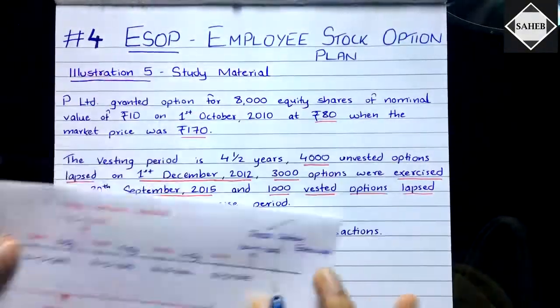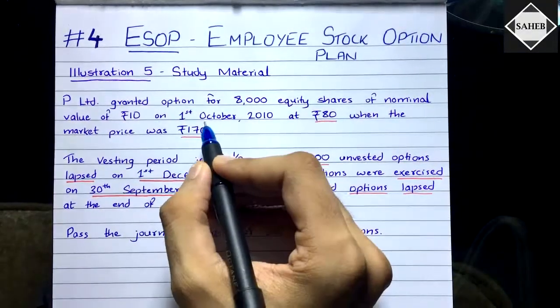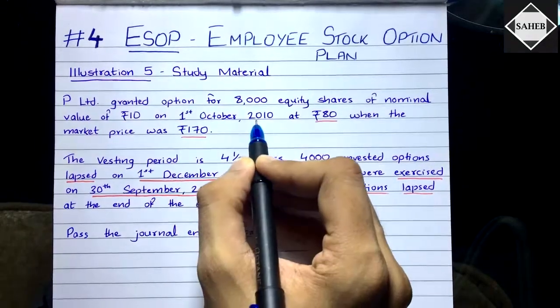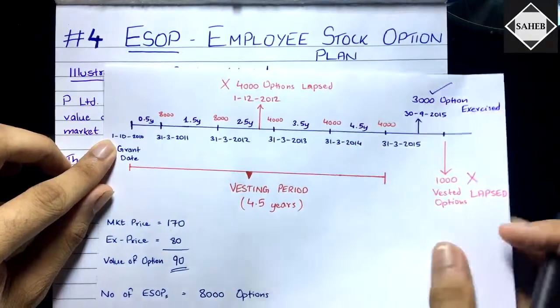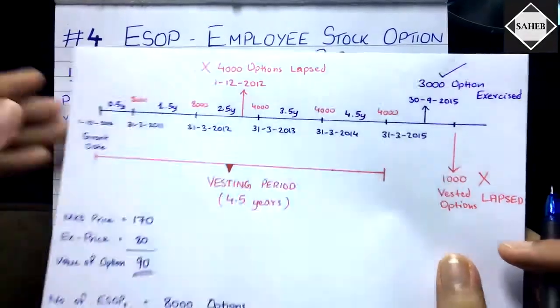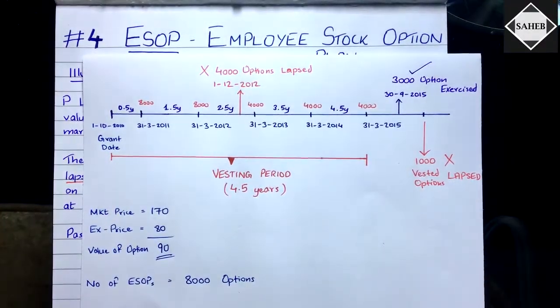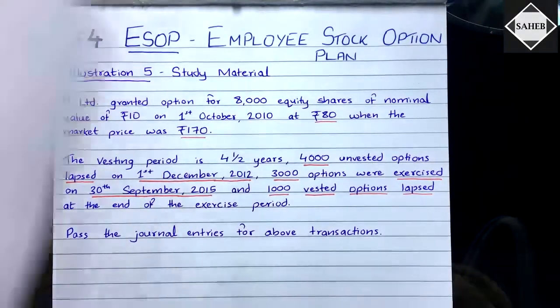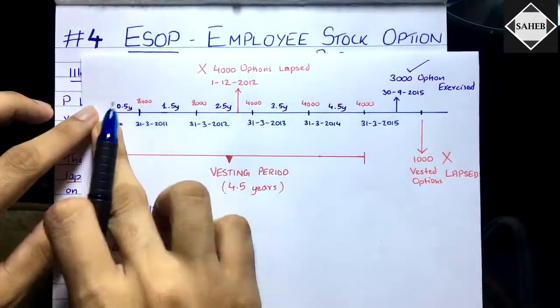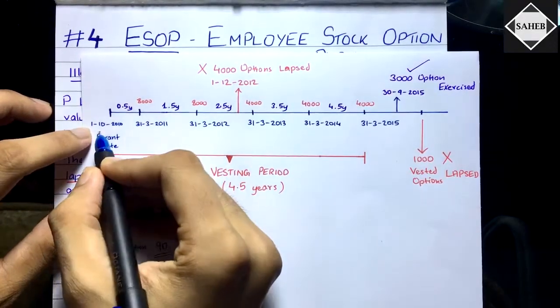Yeah, so see here, the grant date is what? The grant date is 1st October 2010, right? So 1st October 2010, can you see that? That's the grant date at which the ESOPs are offered, and then they are saying the vesting period is 4.5 years. So just take that 4.5 years, 0.5 year. Yeah, because it's offered in the middle of the year, right?